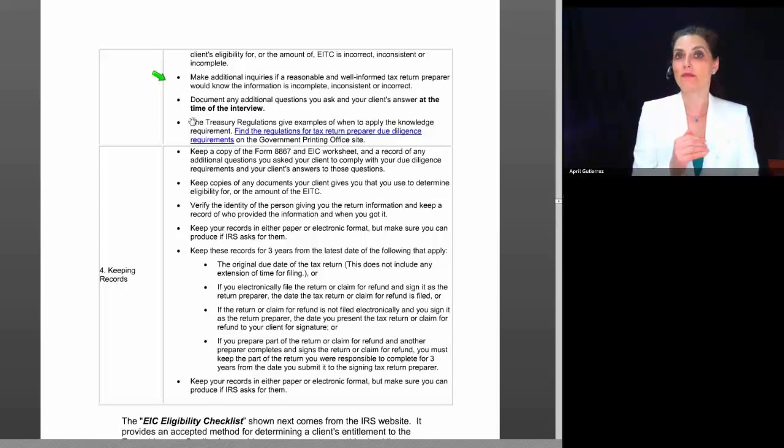Similarly, a client might choose to not report all of the gross receipts for their business because it keeps their income lower, makes their earned income credit higher, and also saves some self-employment tax. That's actually fraudulent as well and not allowed, and you should not know or have any reason to know that your client is trying to pull that off.